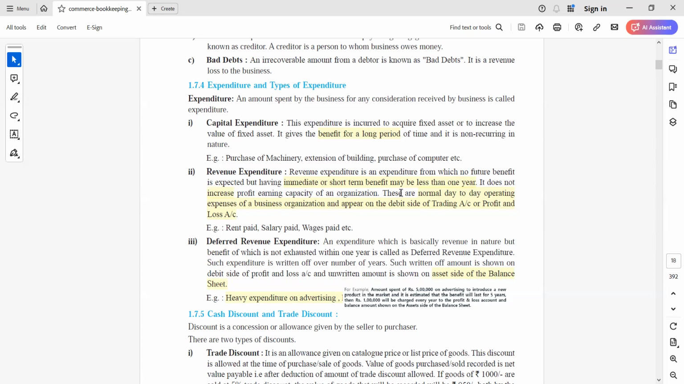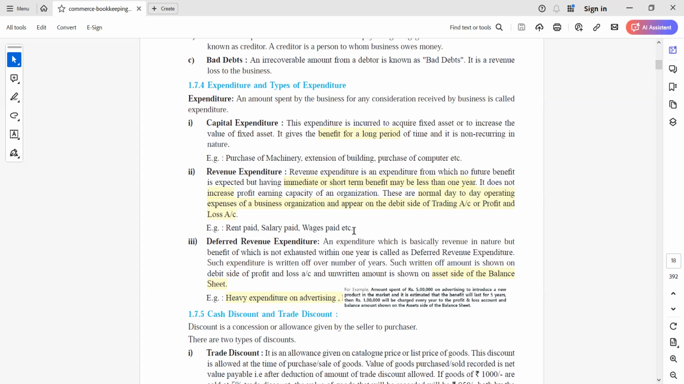These are treated as such. It does not increase the profit earning capacity of an organization. What does it mean? It means normally you expect a business, let's say, of 10 lakh rupees a month. With this expenditure, you don't expect it to increase to 11 lakh. It will increase only when you do a capital expenditure for a manufacturing plant. If you increase your machinery capacity, then it will also increase the revenue earning capacity. But in this case, it does not increase that capacity.